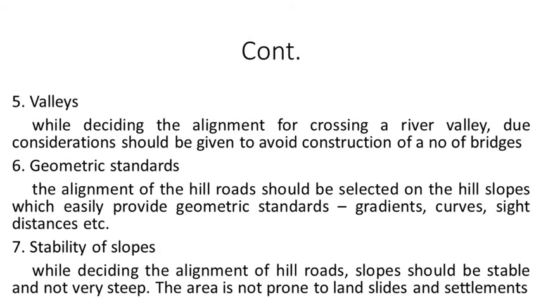Next, various points of the route selection and highway location. The highway should be away from different structures, maybe a railway line or water supply line. Next, types of surveys to be conducted for the alignment. In that we discuss the reconnaissance survey, ground reconnaissance survey, then preliminary survey, then final location survey, then traffic survey, then soil and material survey, then drainage survey.